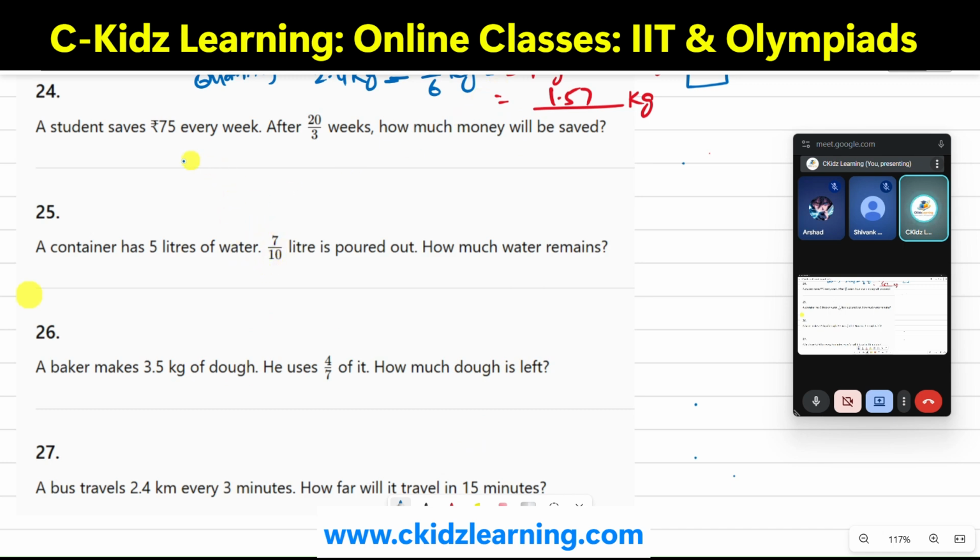So tell me, what is the operation we have to do? So multiplication. Yes, a student saves 75 every week. So his weekly saving is 75 rupees. After 20 by 3 weeks, it is a part of the weeks, it is not the quantity given. So just multiply 20 by 3 times 75. You will get the answer.